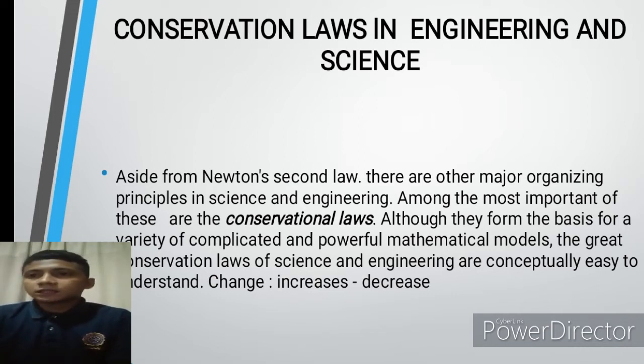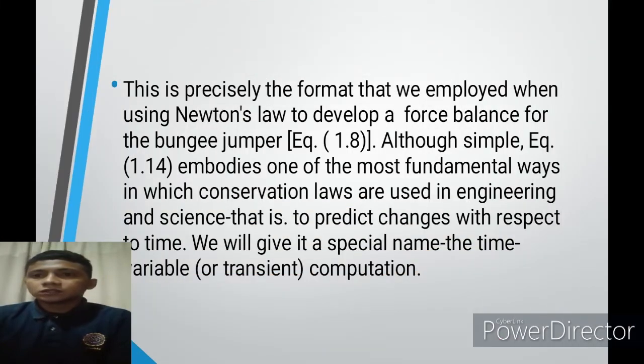This is precisely the format that we employed when using Newton's law to develop the force balance for the bungee jumper. Although simple, it embodies one of the most fundamental ways in which conservation laws are used in engineering and science, that is, to predict changes with respect to time. We will give it a special name, the time-variable or transient computation.